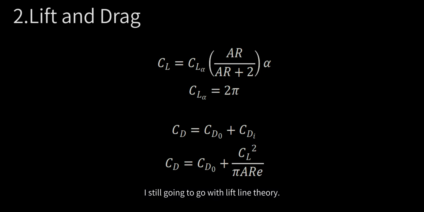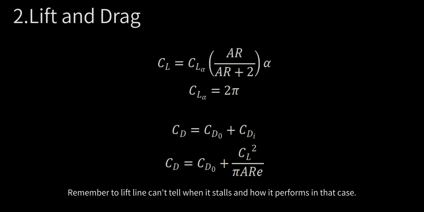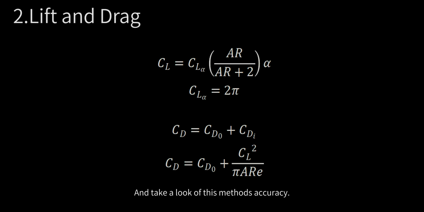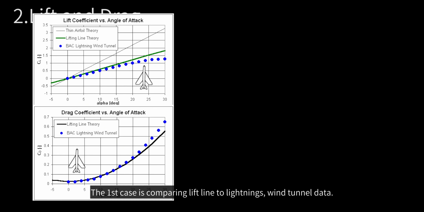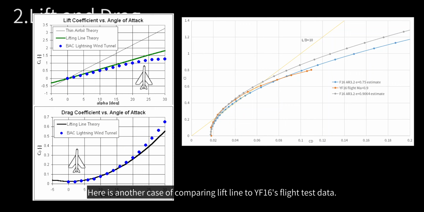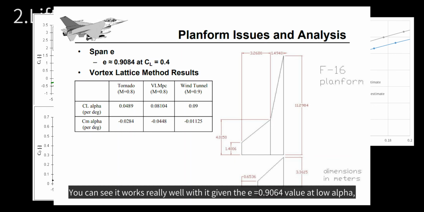In this part, I need to estimate its drag. I'm still going to go with lift line theory. Remember, lift line can't tell when it stalls and how it performs in that case, so take a look at this method's accuracy. The first case is comparing lift line to Lightning's wind tunnel data. Here is another case of comparing lift line to YF-16's flight test data. You can see it works really well with the given E equals 0.9064 value.